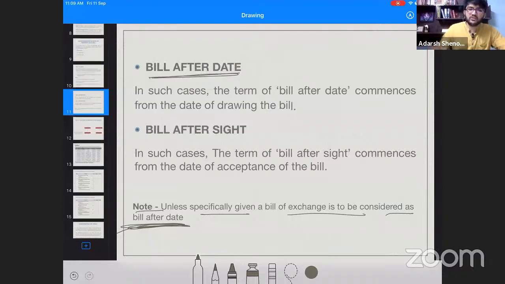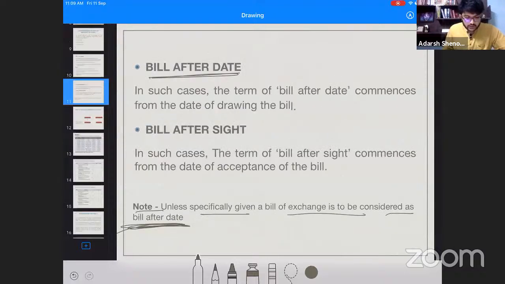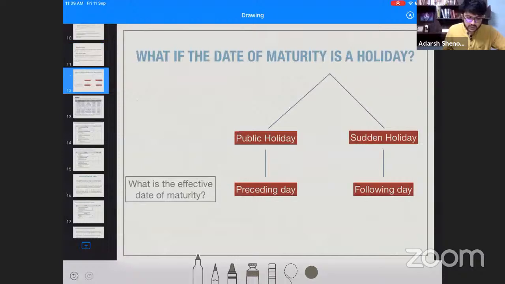So just read the notes once. You will read the slides once. You can pause it later. You can go check the recorded video. If you don't understand this, it's there in your textbook. The ICM material has it, so you can refer to the ICM material and read this. Or you can also watch the recorded video after the class is over. Okay, so this is about bill after date and bill after sight. I hope everyone is comfortable with this.